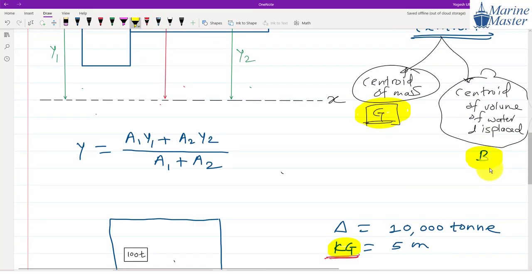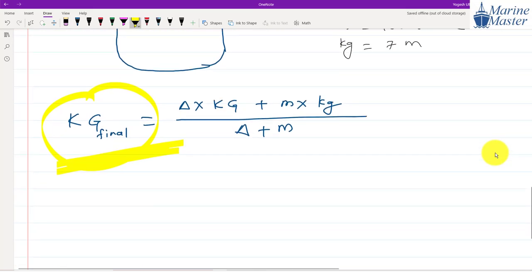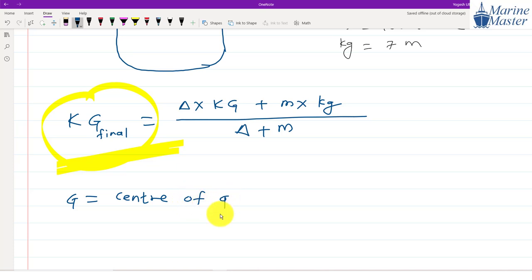Now why am I explaining all these things, guys? Why am I explaining how to get a centroid? See, I am explaining once again. What is the meaning of G? G means center of gravity. And basically, the center of gravity is nothing but the centroid of mass. Guys, you got the meaning of G? Basic meaning is center of gravity, but practically, it is nothing but the centroid of mass. Generally, we can say.